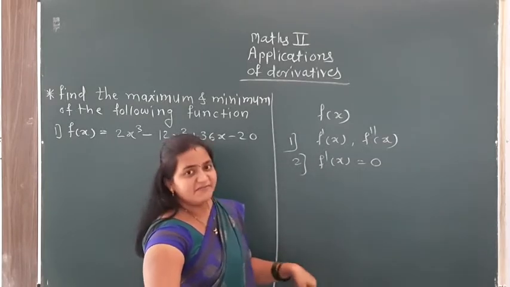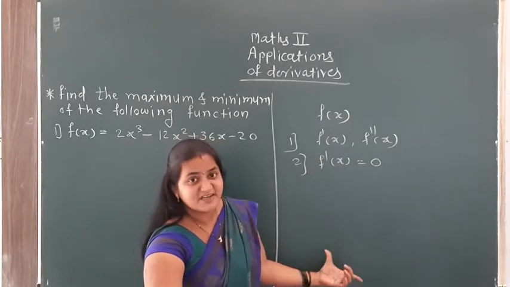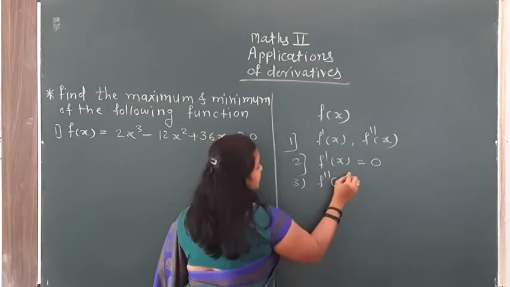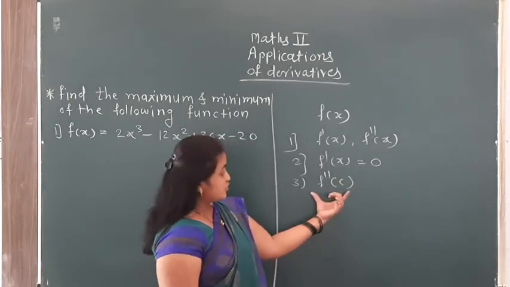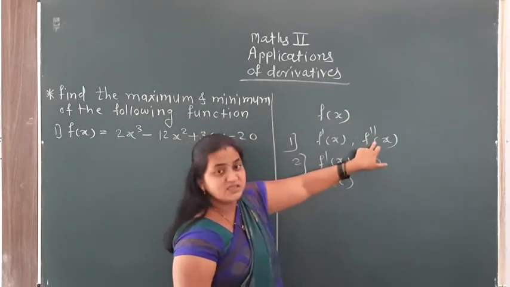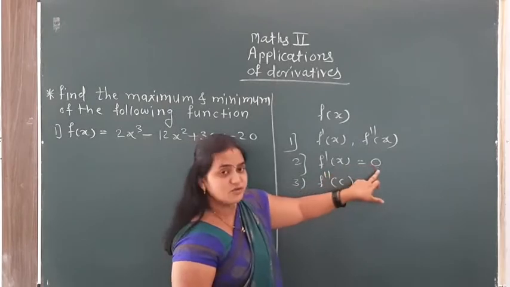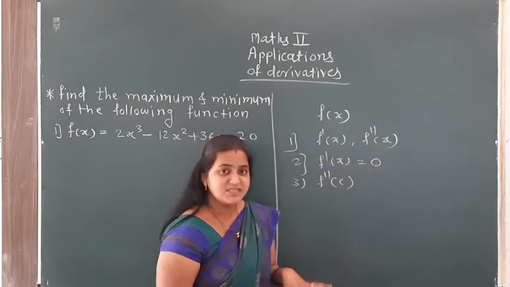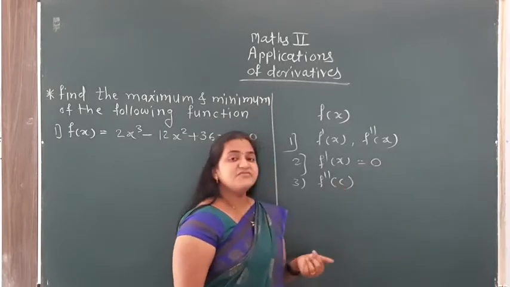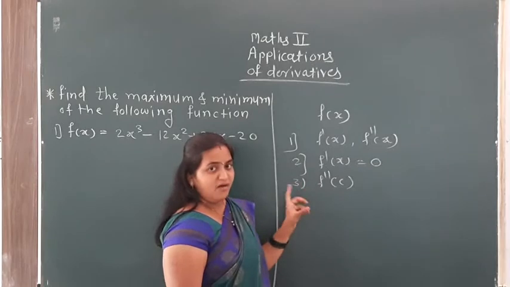Then suppose c is the root of this equation. This c we substitute in the double derivative. First we find f dash and f double dash, then we find the extreme value. At that time f dash of x is equal to 0. Suppose we get the roots of this equation; these roots we consider as c. If c is the root of this equation, we substitute it in the double derivative.